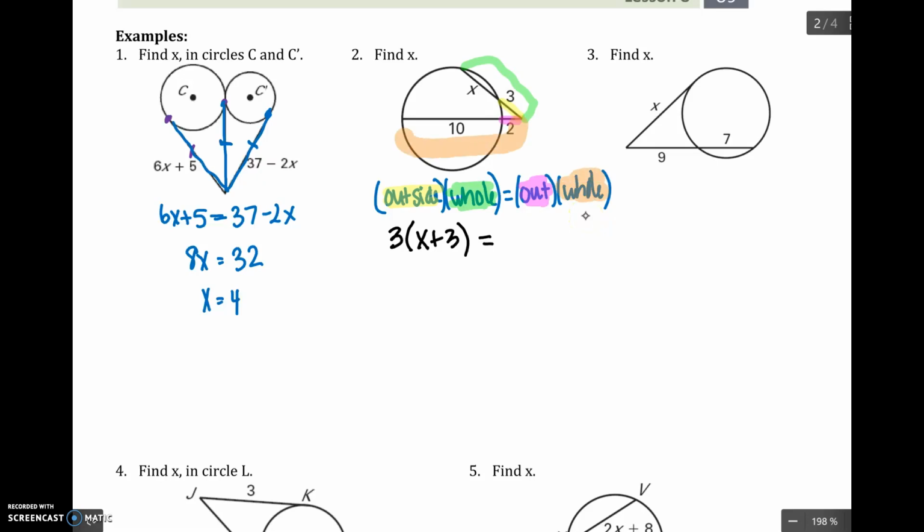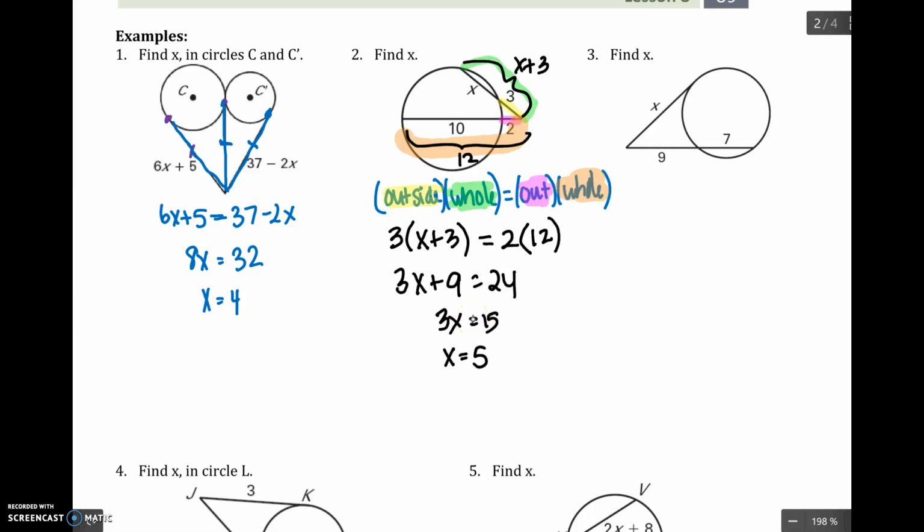we'd be taking that 10 and 2, adding them together. So the outside part is the 2, and then 10 plus 2 is 12 to get the whole thing. All right, so outside times whole, outside times whole. And then we can distribute and solve. So 3x plus 9 equals 24. Subtract 9 from both sides. And then divide by 3, and you get 5.